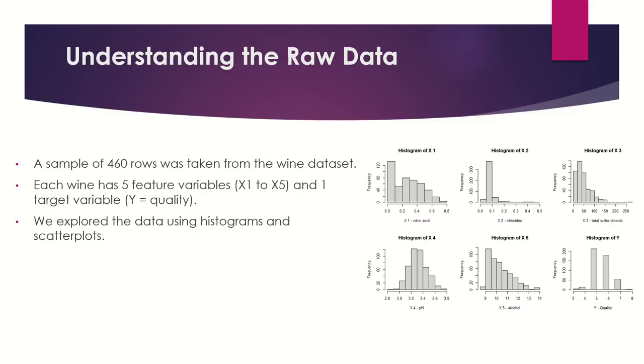Understanding the raw data. A sample of 460 rows was taken from the wine dataset. Each wine has five feature variables x1 to x5 and one target variable y, which is quality. We explored the data using histograms and scatter plots.